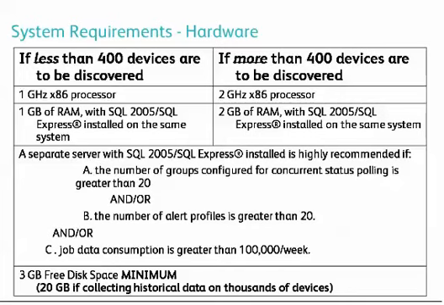The number of groups configured for current status polling is greater than 20, or B. The number of alert profiles is greater than 20, or C. Job data consumption is greater than 100,000 a week. Finally, 3 GB of free disk space at a minimum. 20 GB minimum of hard disk space if you are collecting historical data on thousands of devices.